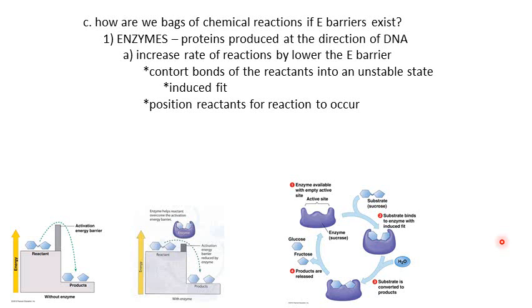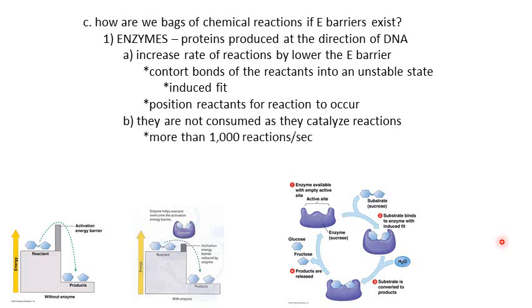Now, one of the really important things to remember about enzymes is that it's not that they carry out one reaction and then that ruins them. They are not consumed as they catalyze reactions. Instead, an enzyme can carry out perhaps more than 1,000 reactions per second. So they're fast workers. They're dependable workers. They can just keep working. And once again, we build them at the direction of our DNA.